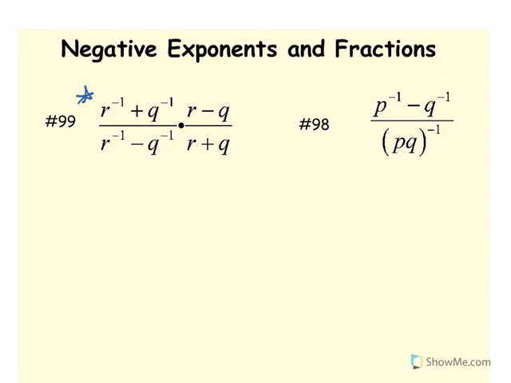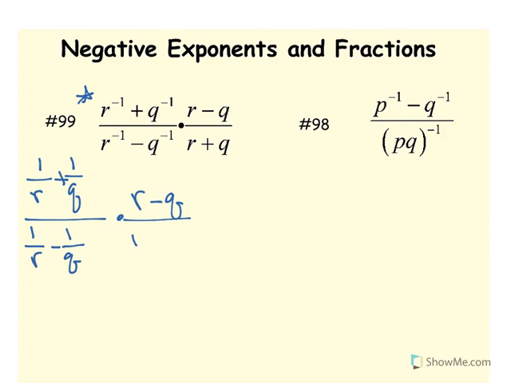They are negative exponents. So the first thing we want to do is rewrite them so that they are not negative exponents. So that becomes 1 over r to the 1st, or just r, plus 1 over q to the 1st, or just q, and that is over 1 over r minus 1 over q. Now the second fraction gets to stay nice and easy because nothing was to the negative exponent.